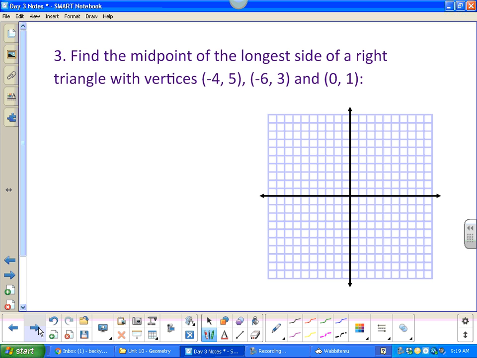Okay, so number 3, again, wants the midpoint of the longest side. So we find our points. So -4, 5, and -6, 3, and 0, 1. And you find your right angle, and the hypotenuse is opposite that. So that one was 0, 1, and this one was -6, 3. -6 and 0 is -6, half that's a -3, and 3 and 1 is 4, and half that would be 2. So there's your midpoint.